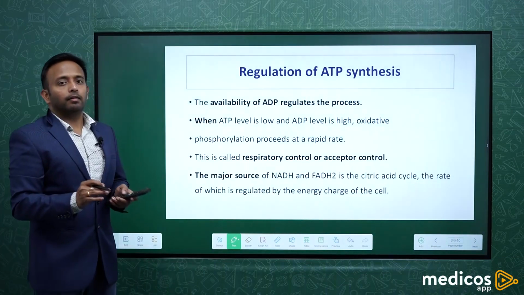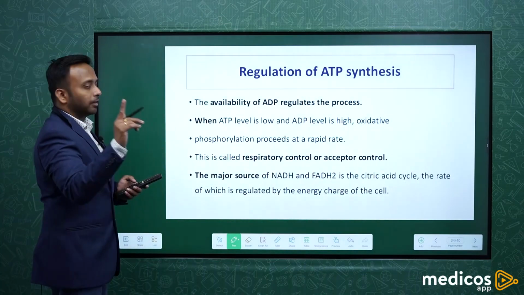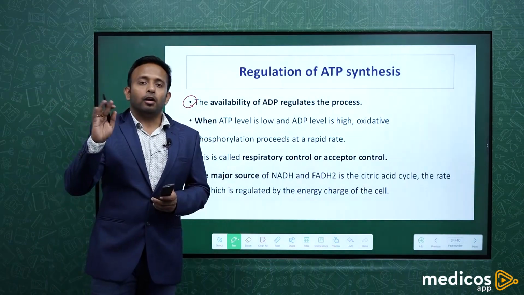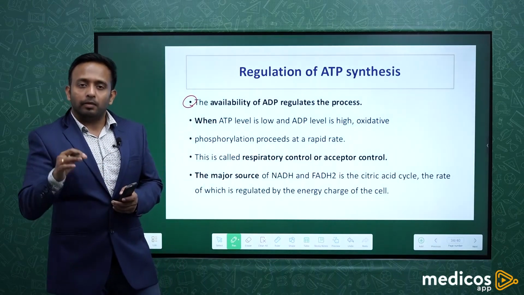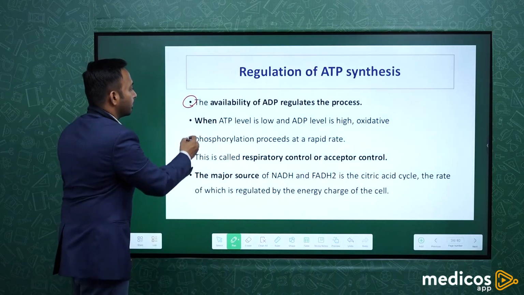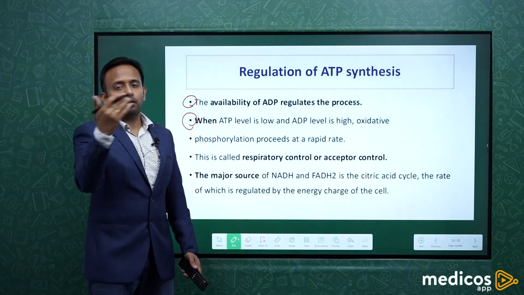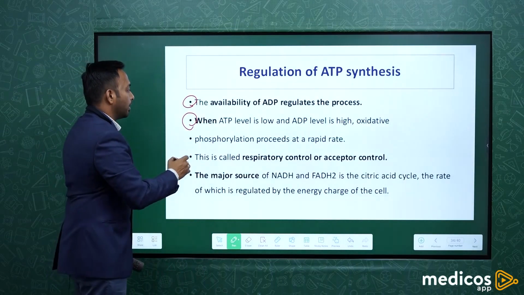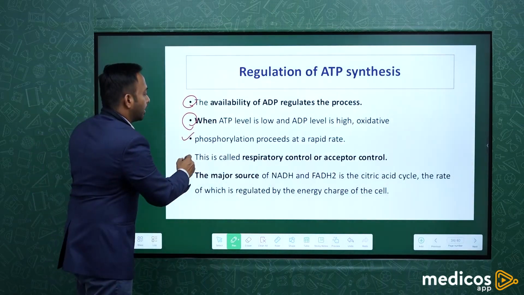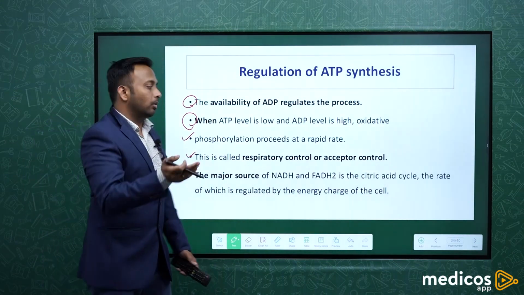Now last one, when synthesis is occurring, definitely we require someone to regulate it. Who is regulating? First, availability of the ADP. When there is a lot of ADP, it means very little ATP. So we want the electron transport chain to generate a lot of ATP so that it can be used for energy purposes. Next, when ATP levels are low and ADP levels are high, again the electron transport chain will be rapid. So phosphorylation proceeds at a rapid rate, and this is called respiratory control or acceptor control. Okay, at the center only you are deciding how it should run.